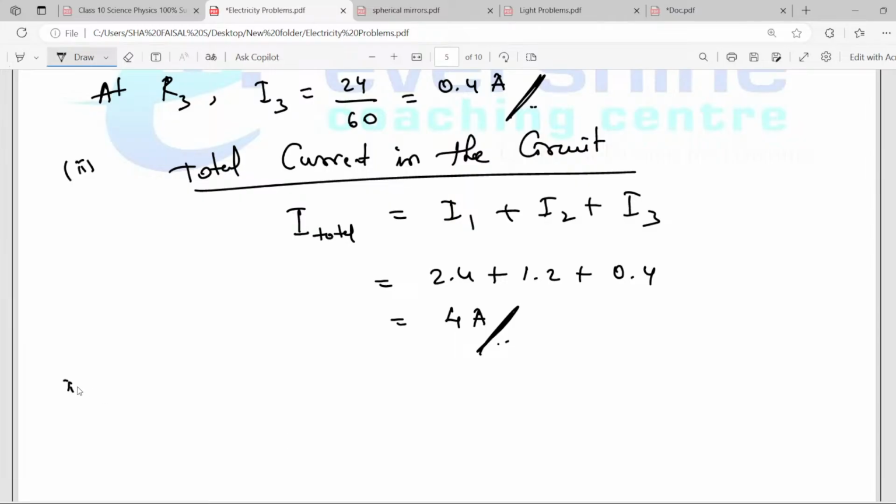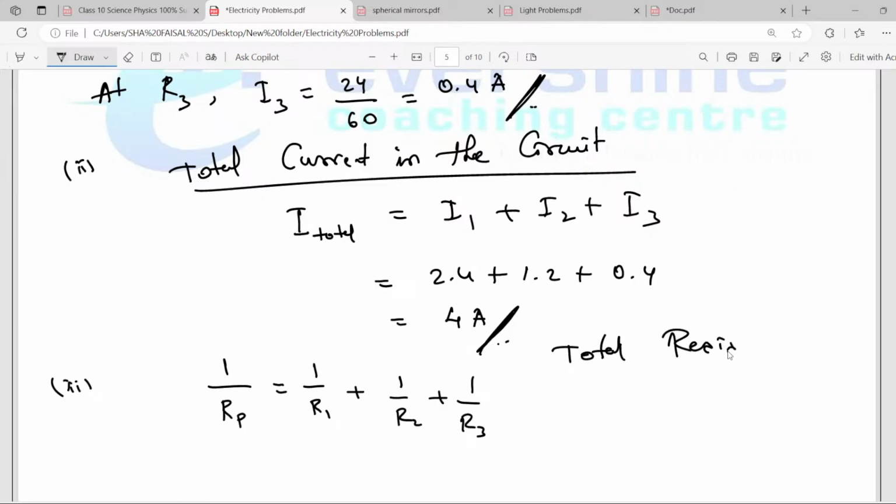And now what are they asking? Total resistance. We know that resistors are connected in parallel, so 1 by Rp is equal to 1 by R1 plus 1 by R2 plus 1 by R3. What are we calculating here? We are calculating total resistance. Total resistance is Rp. So 1 by Rp is equal to 1 by R1 plus 1 by R2 plus 1 by R3.